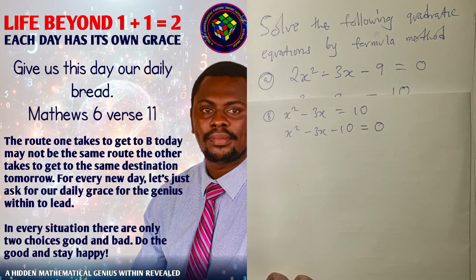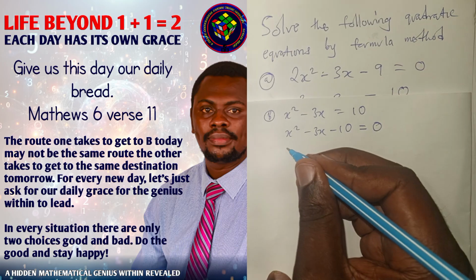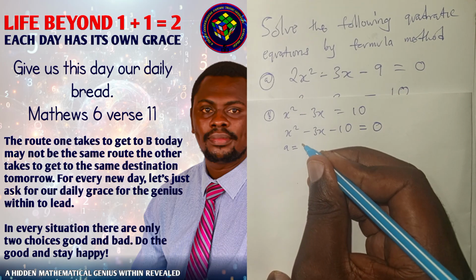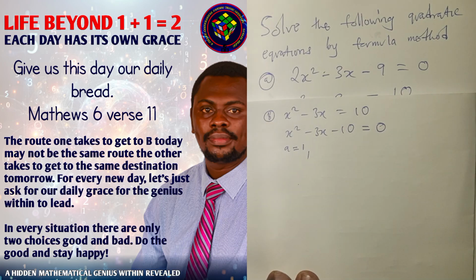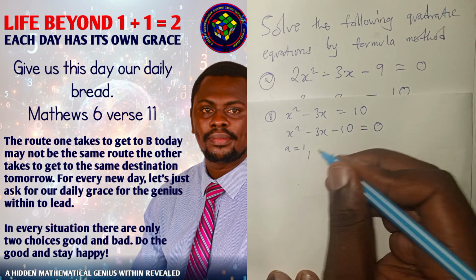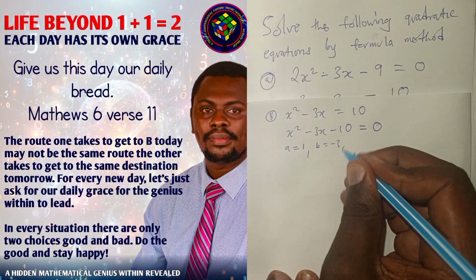So the next step is to determine the values for a, b, and c. a is the coefficient of x squared. So what is a there? Yes, a is 1. Then b is the coefficient of x, that is minus 3.